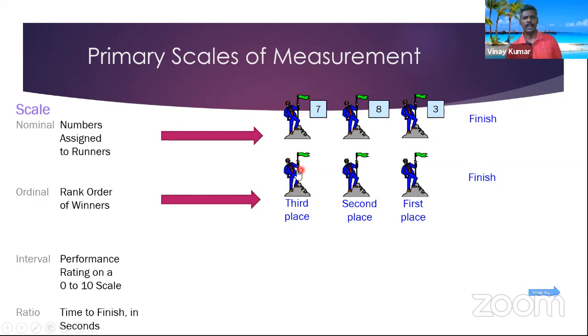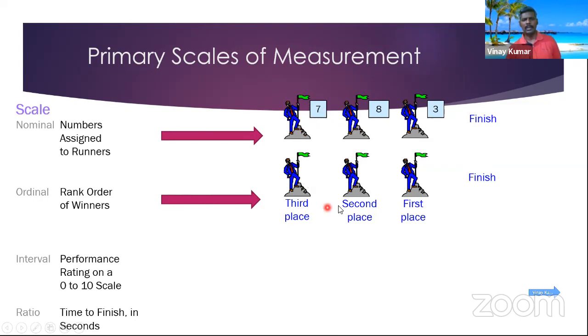Here the variable is the performance of the athletes, and we are trying to order the performance of the athletes from first to third place. So that's called ordering. So in the first nominal scale, we have seen assigning numbers just to identify the subjects.